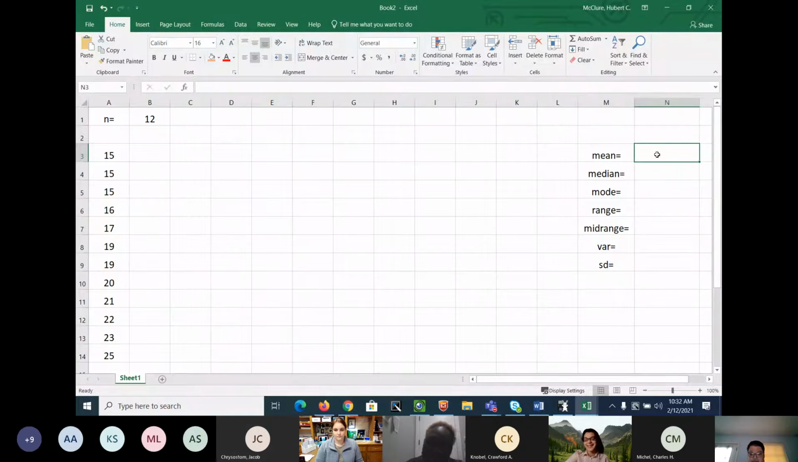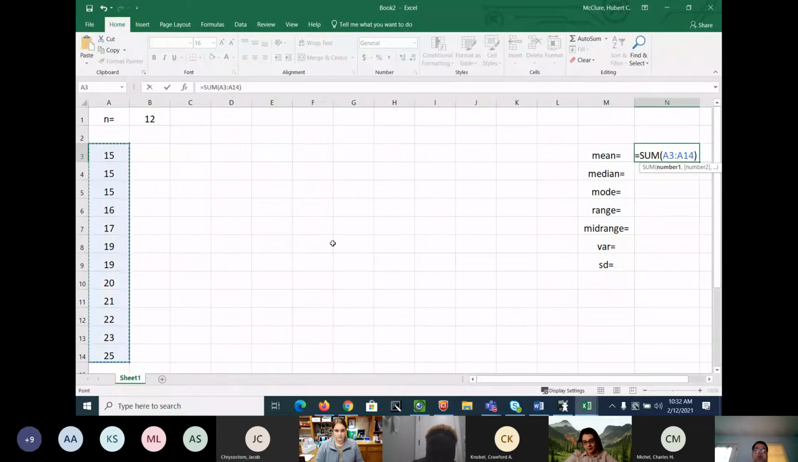It's the average. Equals, I'm going to do summation, and I'm going to add all these together, and I'm going to divide by what?